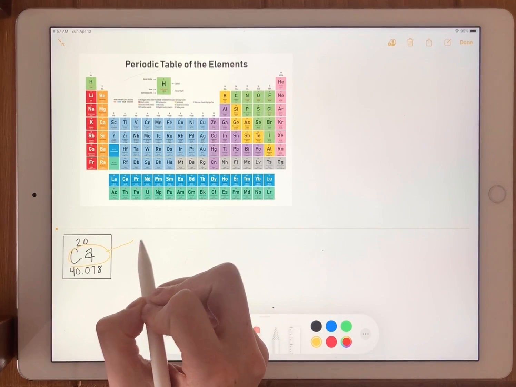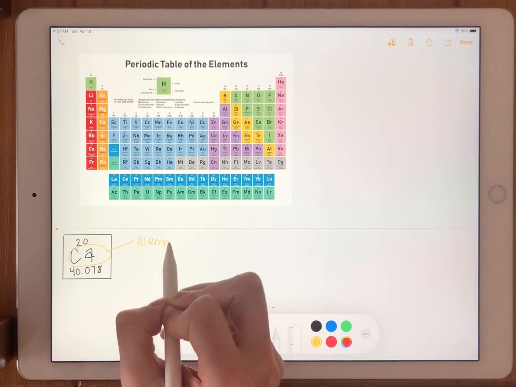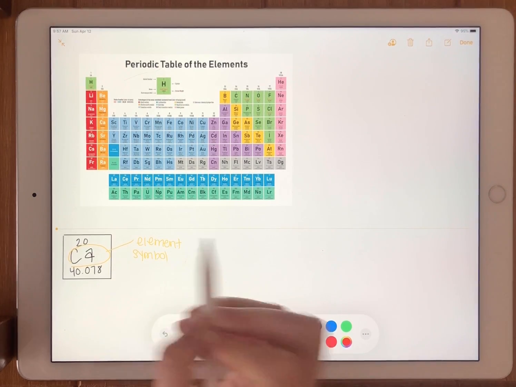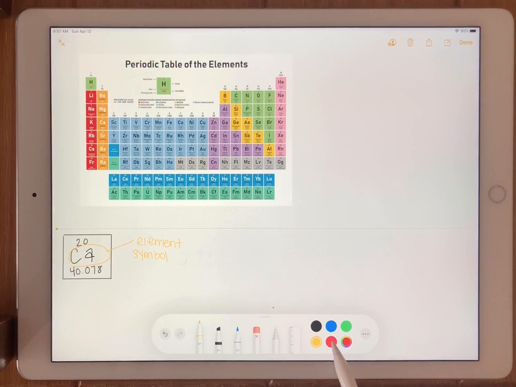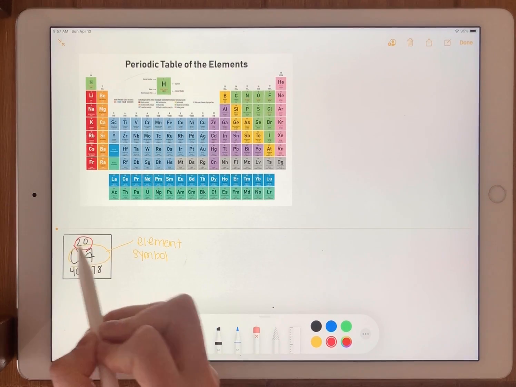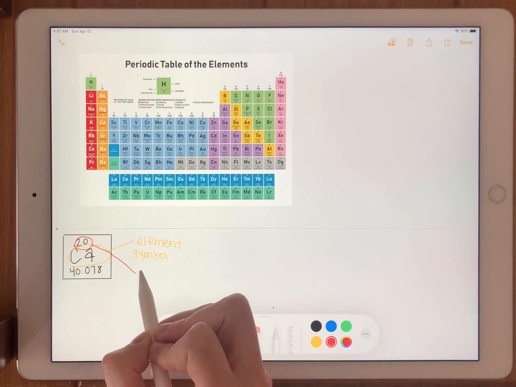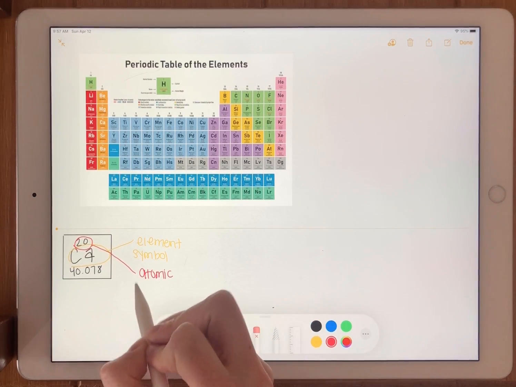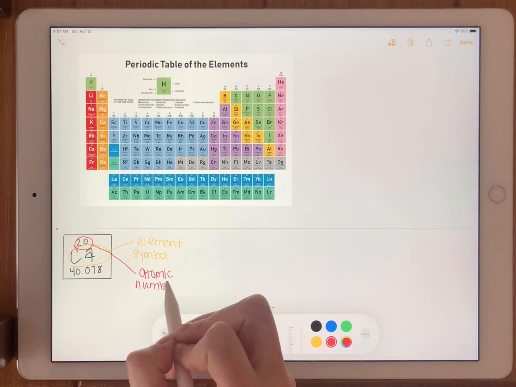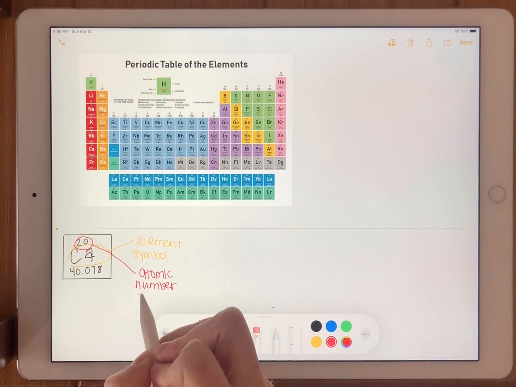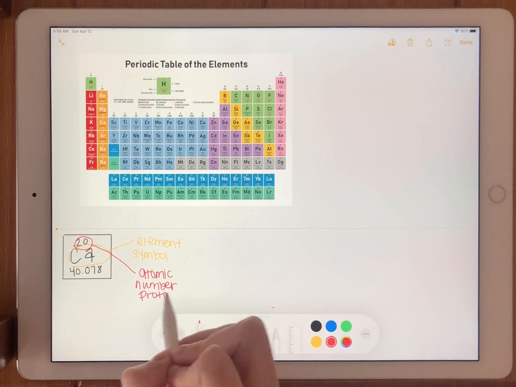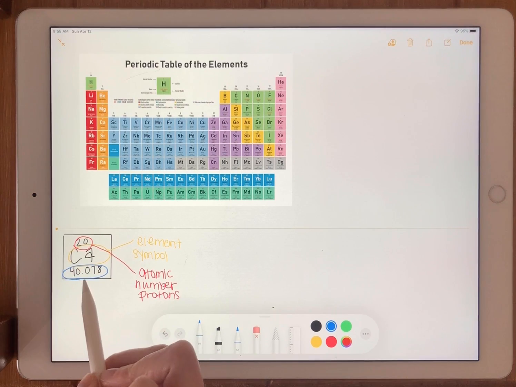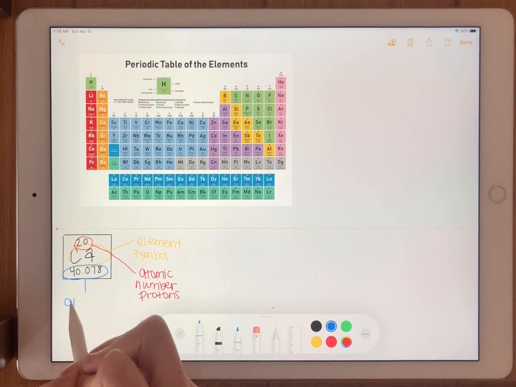Ca is the element symbol, meaning the abbreviation. 20 is the atomic number, or as we know, the protons. And 40.078 is the atomic mass.